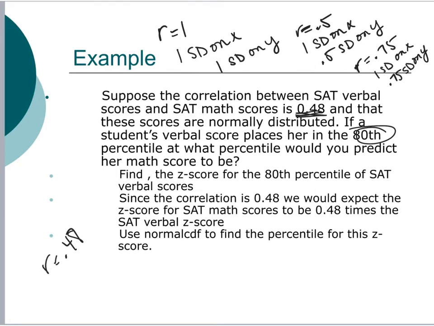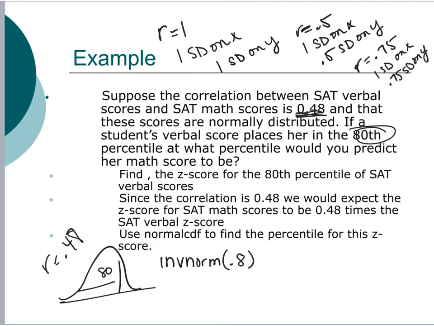And to do that, we can use inverse norm, because we want the 80th percentile, that's the lower 80%. So we're going to inverse norm 0.8. And when I do that, it's in second distribution, number 3 is inverse norm 0.8. I'm going to leave it at left. And I get 0.842. So I'm 0.842 standard deviations from the mean on the x.